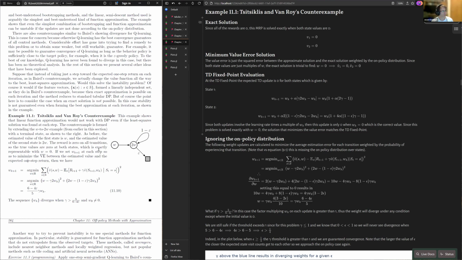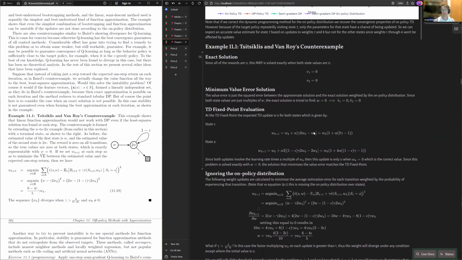What ends up being calculated here is something we went over, where there's some condition under which this update diverges, where the values just grow over time. I had also done this calculation here where the exact solution is both values are 0. And then if you try to calculate the TD fixed point here, you end up getting this correct solution.